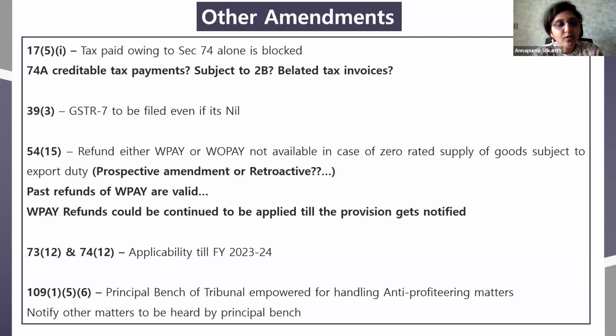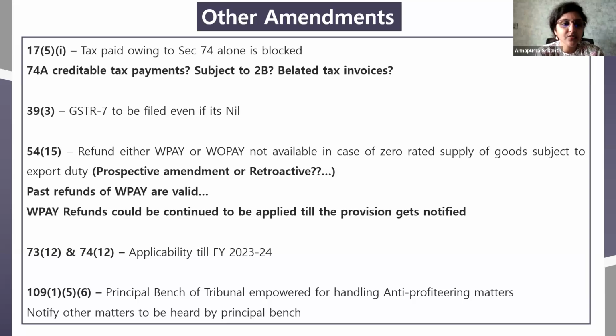So if the department files a nil return mistakenly, then they have to include all the other things in the subsequent month, is it? It has the amendment provision, no? Inclusion, same like GSTR 1. Same like GSTR 1. Okay. Right. So I'll move to the next provision.